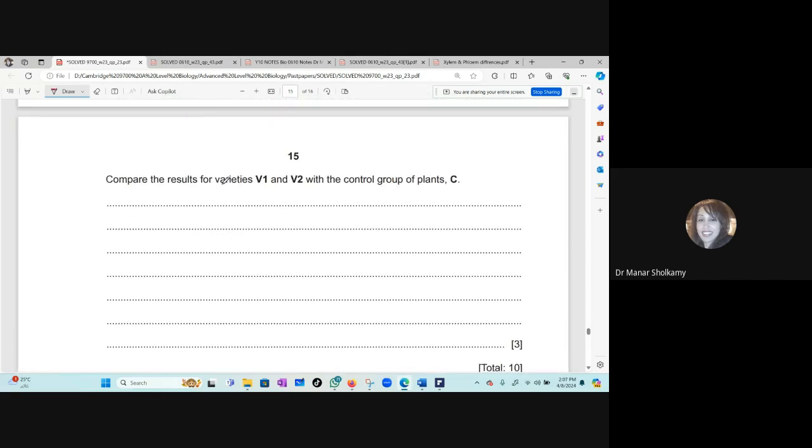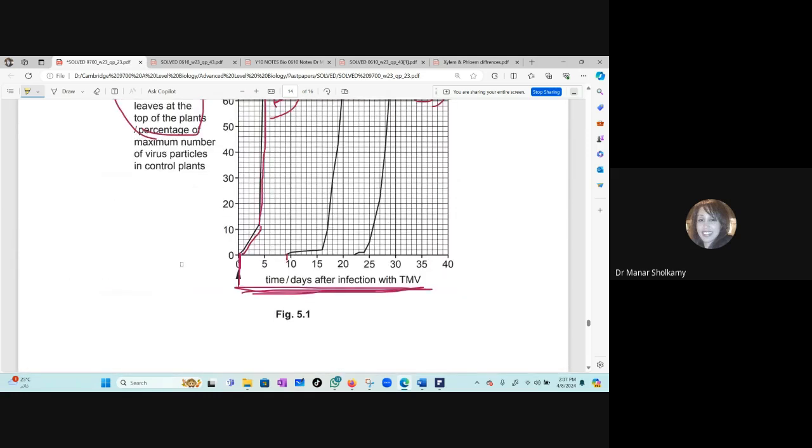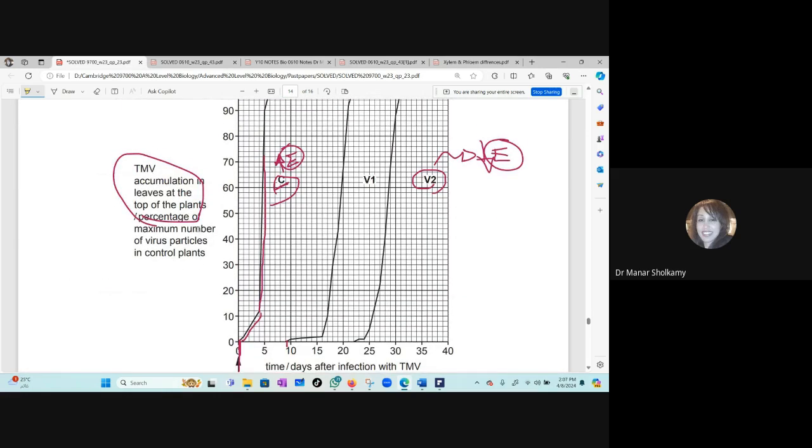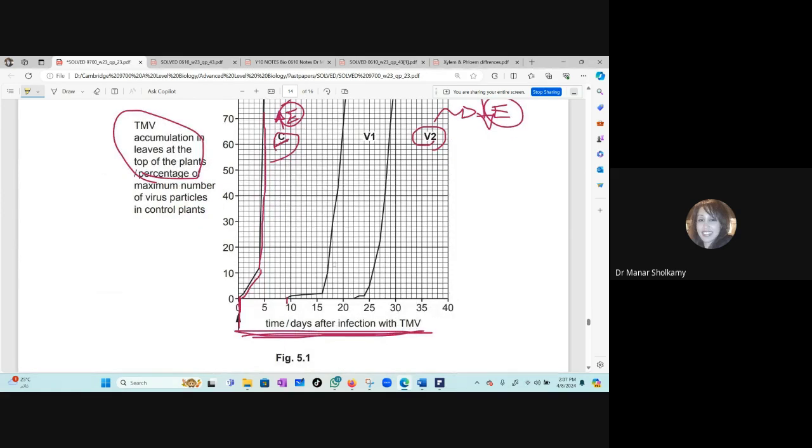Okay, compare the results for varieties V1 and V2 and the control. Now this question is only compare, only. You will not compare and explain, so it's got nothing to do with how much you studied. You will just compare. So you will write numbers for the control and V1 and V2, and you write the conclusion, and you will write the similarity between them and the differences between them.